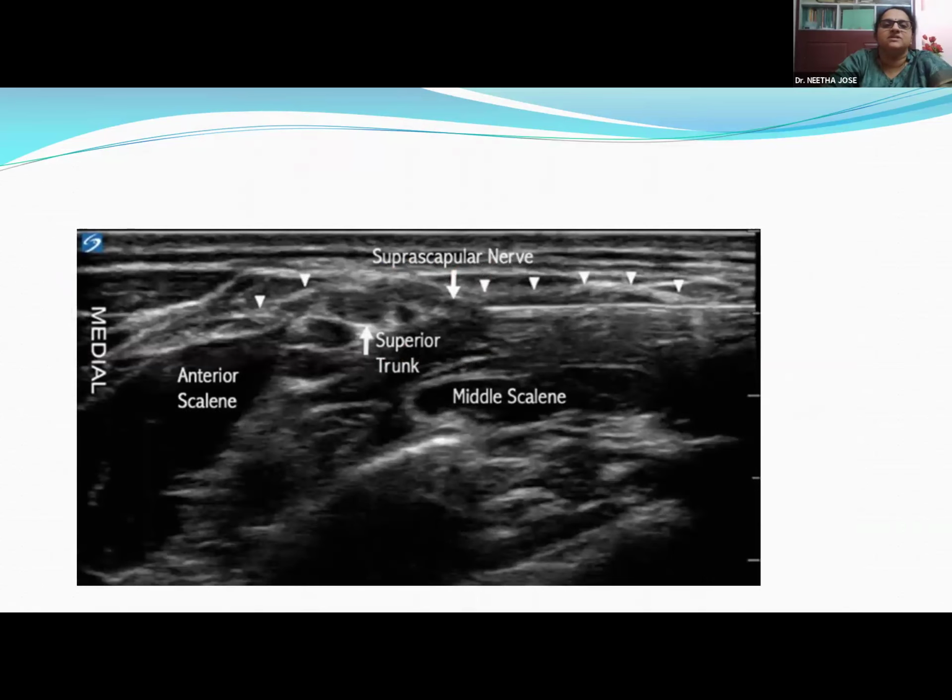This is ultrasound anatomy. Here you can see the superior trunk. The suprascapular nerve lies on the superficial lateral aspect and is the first nerve to branch off of the superior trunk and must be identified and adequately blocked while performing a superior trunk block. Here this is the middle scalene and anterior scalene. This is the suprascapular nerve.